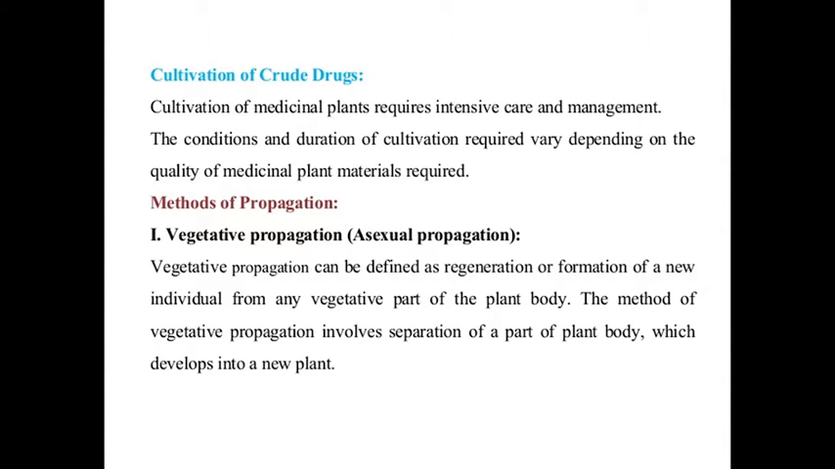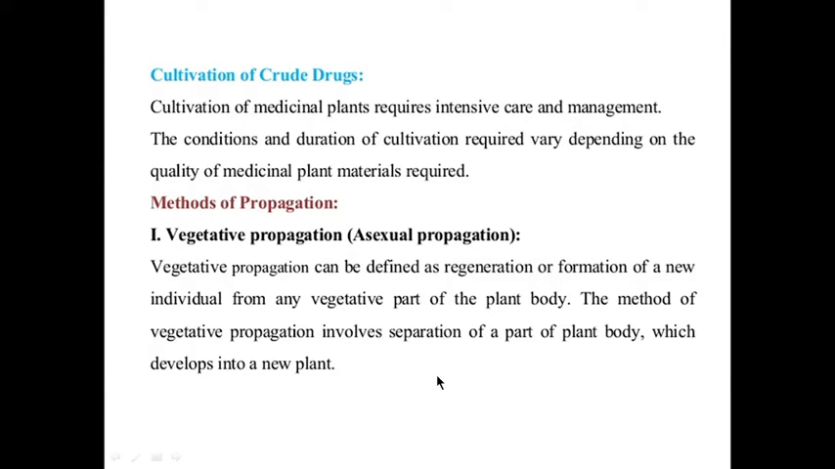Vegetative propagation can be defined as regeneration or formation of a new individual from a vegetative part of the plant body. So here the original plant is there, and from that original plant a part is taken out, and that part is again used for regeneration or formation of a new plant. So a new plant is produced from the original part of the plant body.